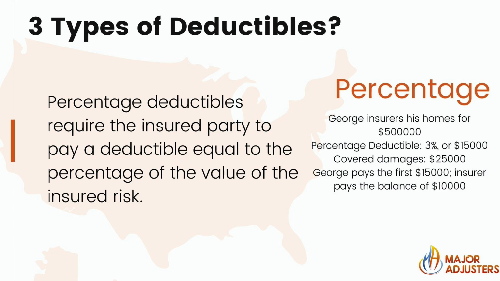If the damage on Georgia's home is less than $15,000, she's responsible for 100% of the damages. Some policies will use a combination of fixed and percentage deductibles. An insurer may allow a $500 fixed deductible for fire and hail damage, but charge a percentage for wind and tornado damage.